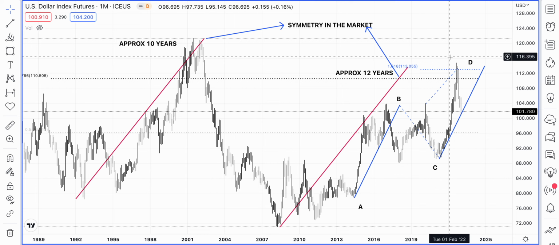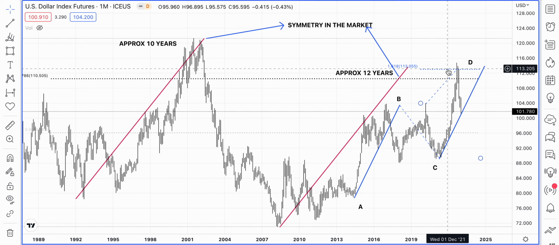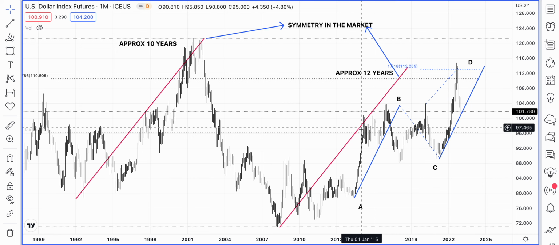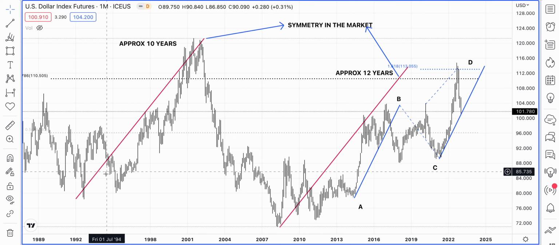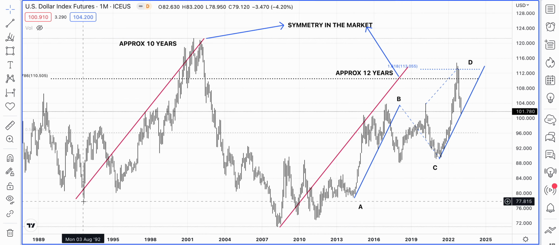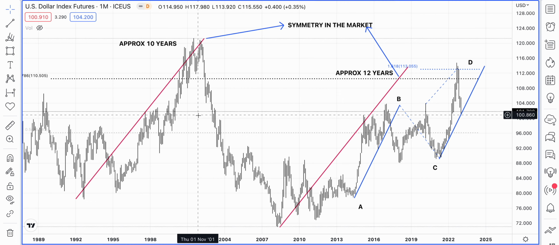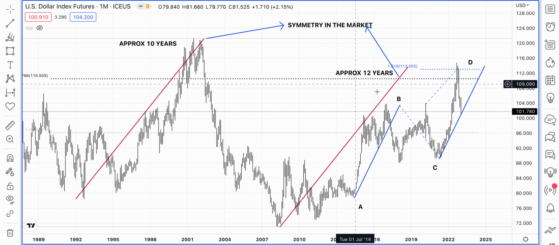And guess what? It ended where? At the same amplitude of the rally from August 1992 all the way to the Jan 2002. So guys, what I'm trying to show you here is that there is symmetry in the marketplace. So in terms of the amplitude of the move, these two moves were very, very similar. And look how the dollar behaved.